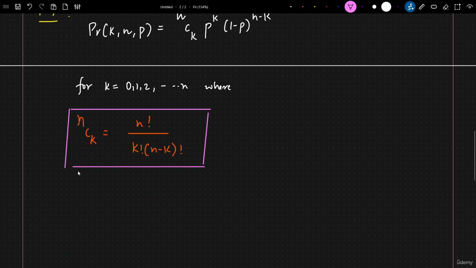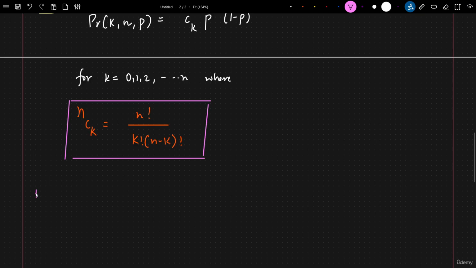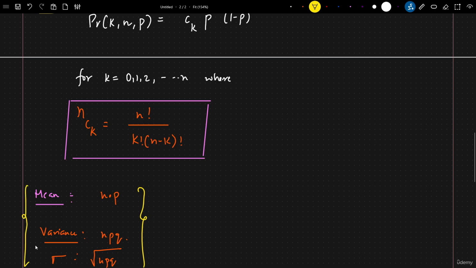Similarly, if I compute the mean of the binomial distribution, the mean is given by n multiplied by p. The variance is given by n multiplied by p multiplied by q. And the standard deviation is the square root of npq. Now guys, I am not going to derive this because I feel that this is not that important as a data scientist. You just need to know about the distribution and the assumptions.